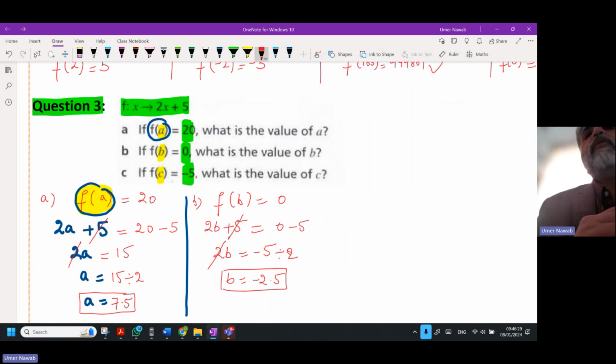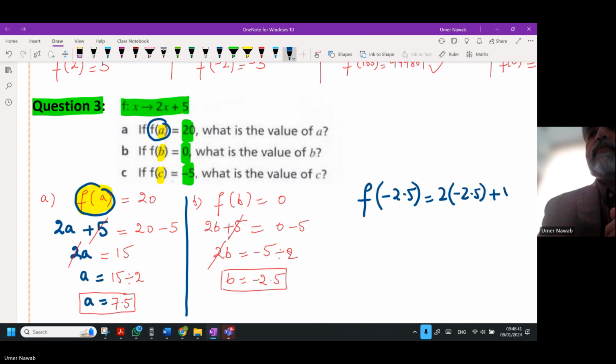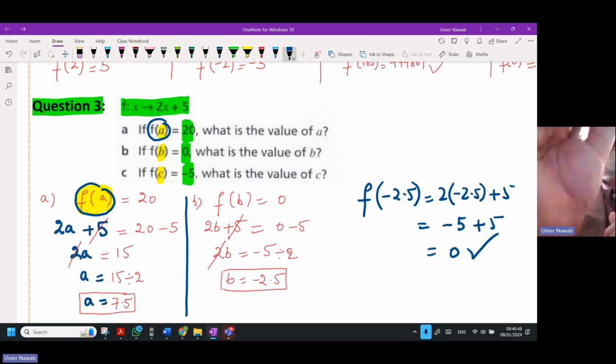Suppose a student says, Mr. Romer, I am not convinced. Can you tell me how I can check my answer is correct? No worries. Can you put your input, minus 2.5, in the place of x? This is negative 5 plus 5, and the answer is 0. Oh yes, my output is 0.